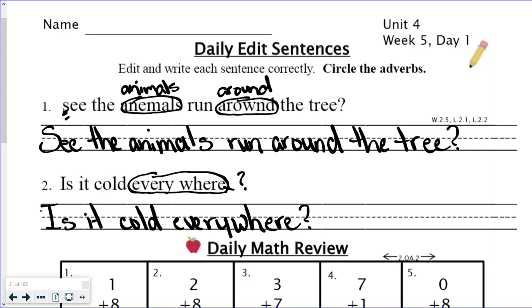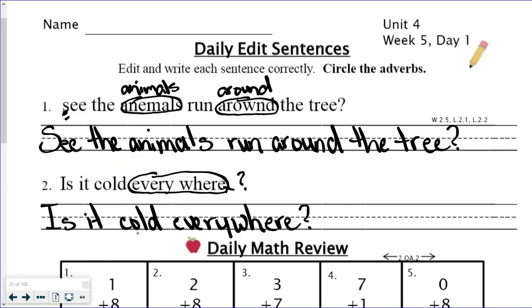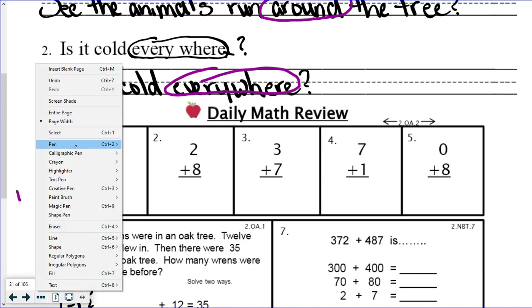Okay, now we're going to go back and we're going to find the adverbs. We're going to go back and circle the adverbs. Switch my pen. All right, let's see. See the animals run around the tree. Around is the adverb. That tells where. And then is it cold everywhere? Everywhere tells where. So there we go. We circled the adverbs. Let's scroll down. Switch my pen back.